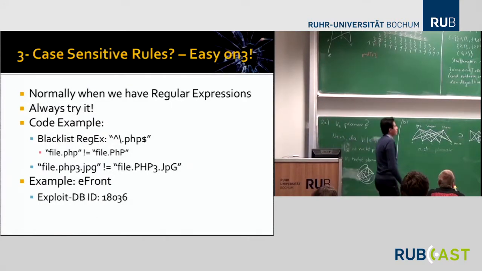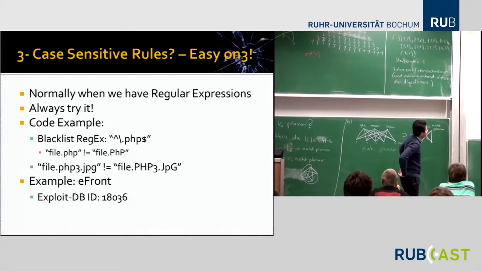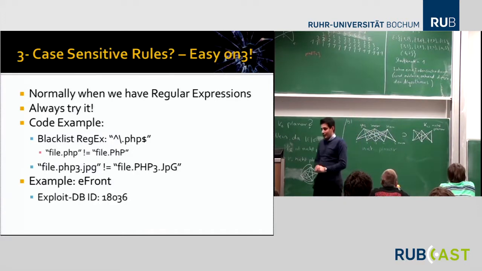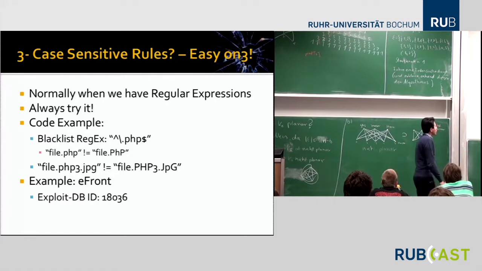Case-sensitive rules. I really didn't think that we would have case-sensitivity issues in 2012, but I had one case in ExploitDB. Normally when we have a regular expression, not really. The one that I found in ExploitDB was not using that. It was just using an equal sign. So it can happen anywhere if they don't handle it. Always try it when you are doing penetration testing. Don't miss that. It's very easy to miss. So when you upload .php and you can't, try capital P. Or when you're uploading .php3.jpg, use capital PHP3.jpg, or whatever like that.